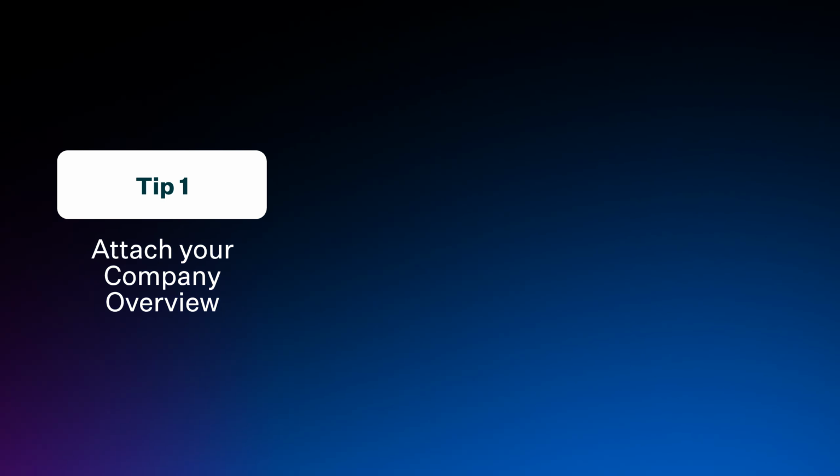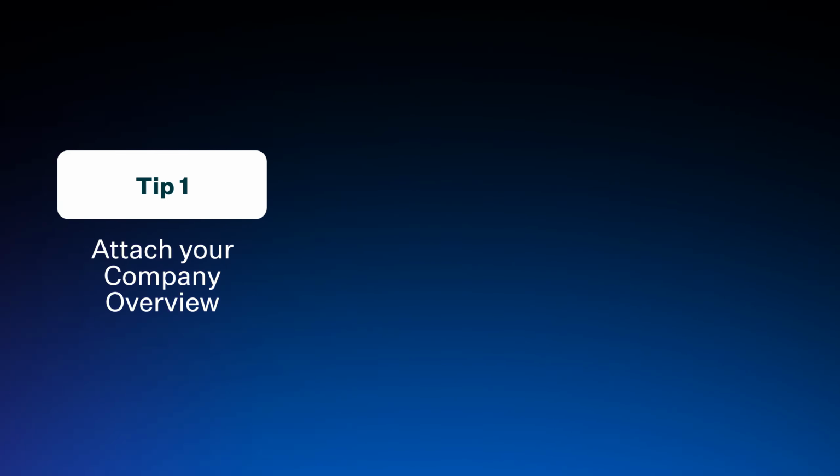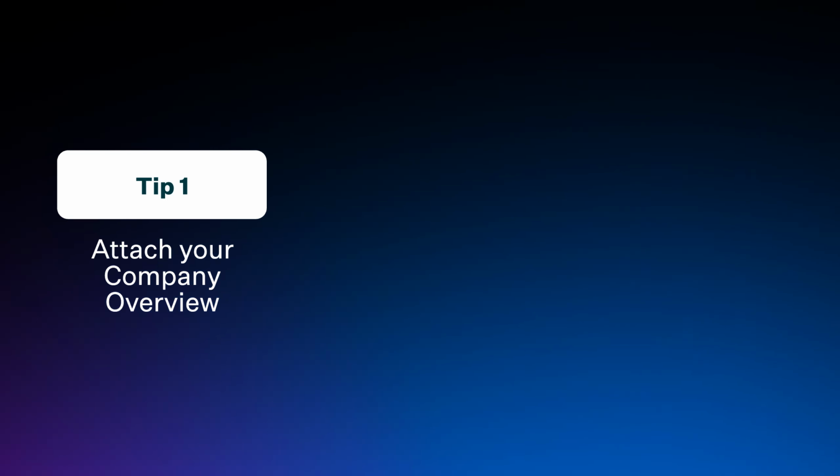The process I'm going to show you has 3 key differences from how most people prompt for content. First, you'll attach your company overview. This is the source file I showed you how to build earlier in this series. It tells the AI who you are, what you do, who you serve, and how you're different. Without this, the AI is guessing at your positioning.